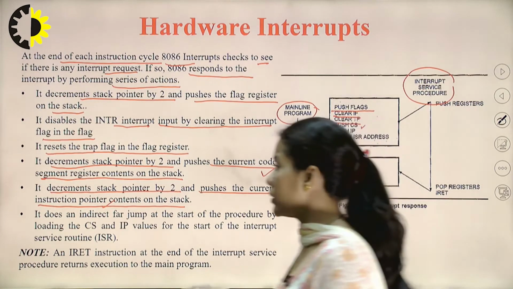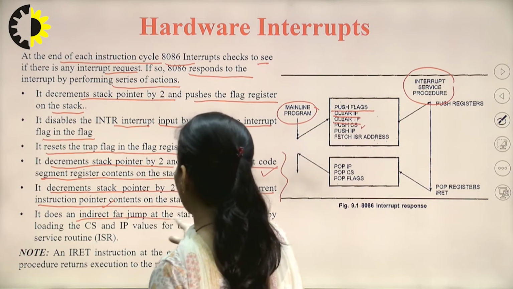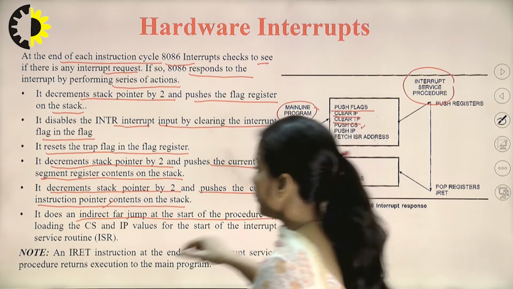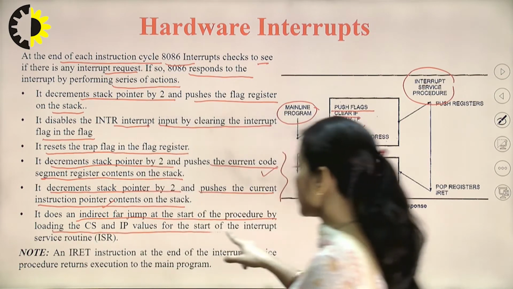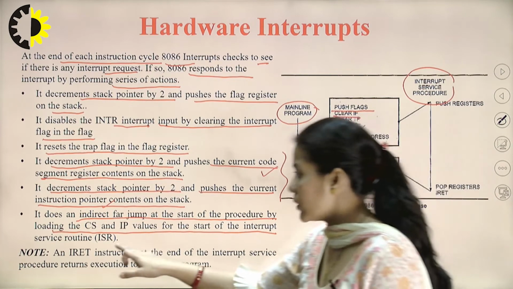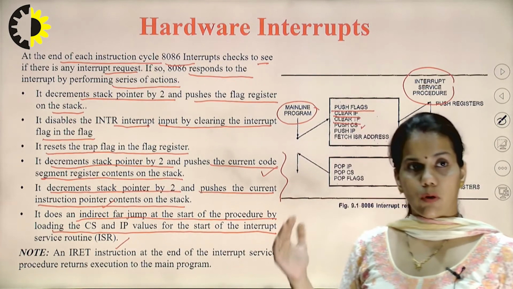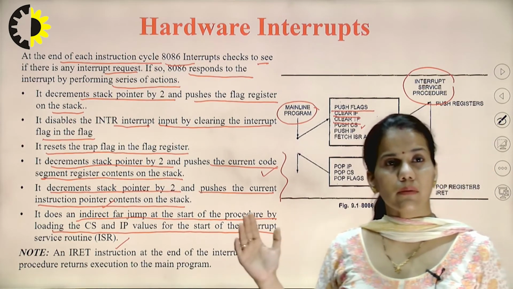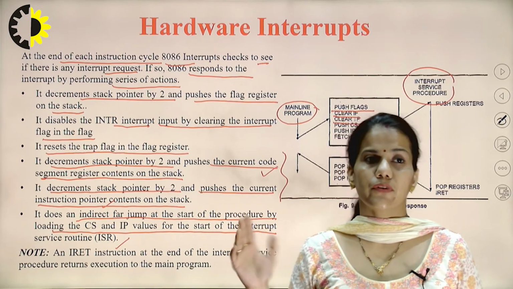So it does an indirect far jump at the start of the procedure by loading the CS and IP values from the start of the interrupt service routine. Now, what has happened? It is a similar method to that executed in the case of 8085.